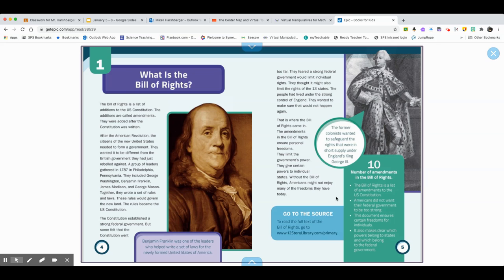Then you can see here's this extra table. So this would be something to notice right now too. 10 is the number of amendments in the Bill of Rights. Bill of Rights is a list of amendments to the U.S. Constitution. Americans did not want their federal government to be too strong. This document ensures certain freedoms for individuals, and it also makes clear which powers belong to states and which belong to the federal government. All right, so before we even start reading this section, we already know a lot about what's happening here, and you might remember some things we've read from other places.